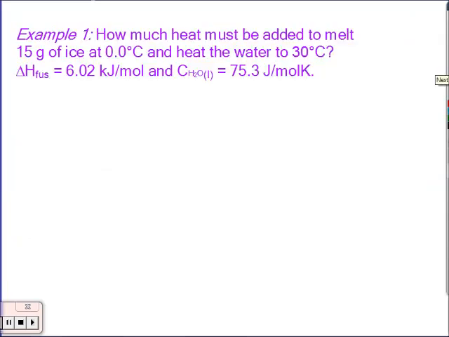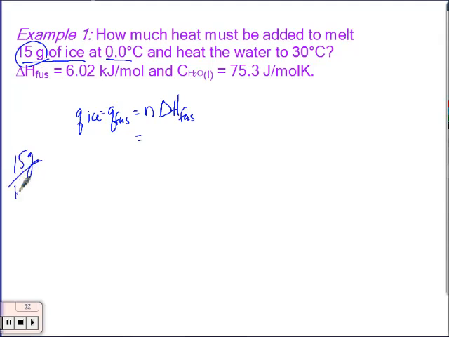Pause the video, go back if you need to. I'm going to show you one quick example here, and then we will spend some time tomorrow going over these a little more. How much heat must be added to melt 15 grams of ice at 0 degrees? So I'm starting out with my ice, and I want to melt it. So I'm going to use Q fusion, or n delta H fusion, and my moles, 15 grams of water divided by 18.015 grams per mole, equals 0.832 moles of water.